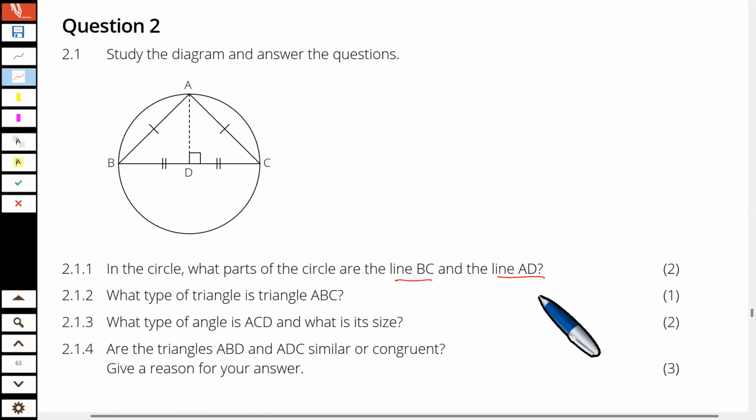Parallel, perpendicular. Well, that's fine. Right, line BC is like this. Line BC. This is B and this is C. So BC is the diameter, because it passes through the center so that this one is equal to this one. It's called a diameter.